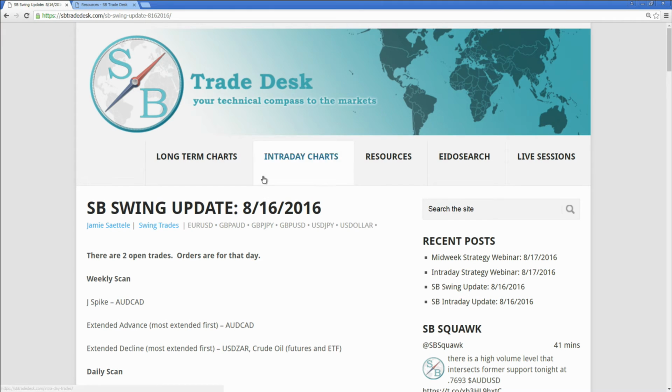All right, so I hope this gives you a good sense of what the swing updates look like, what the long-term page looks like, what the information looks like, how it's presented. It's very clear and simple, the format, and that's about it.